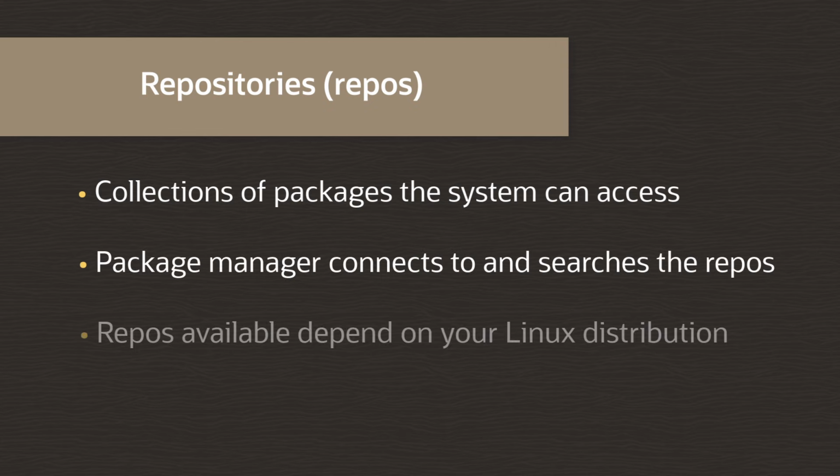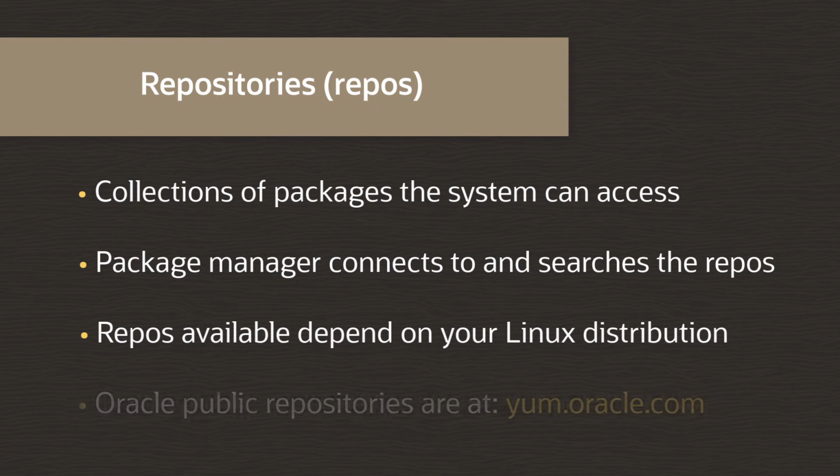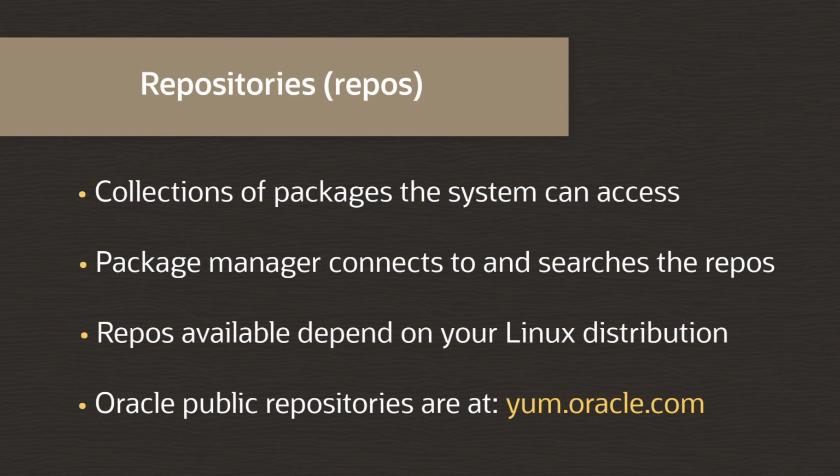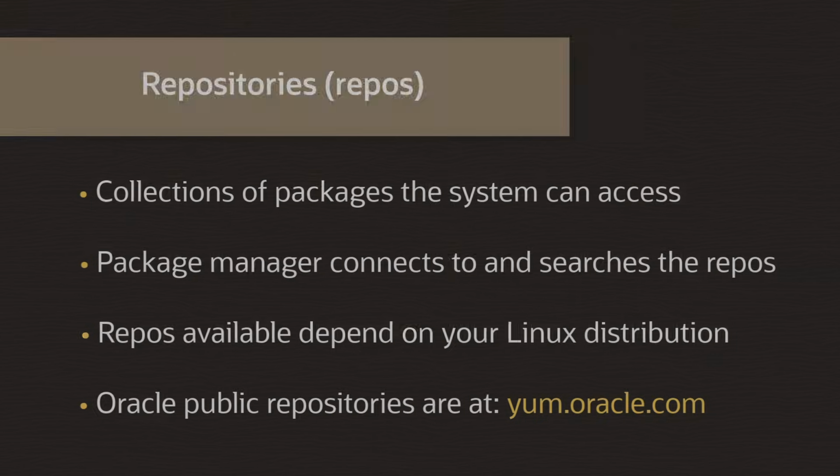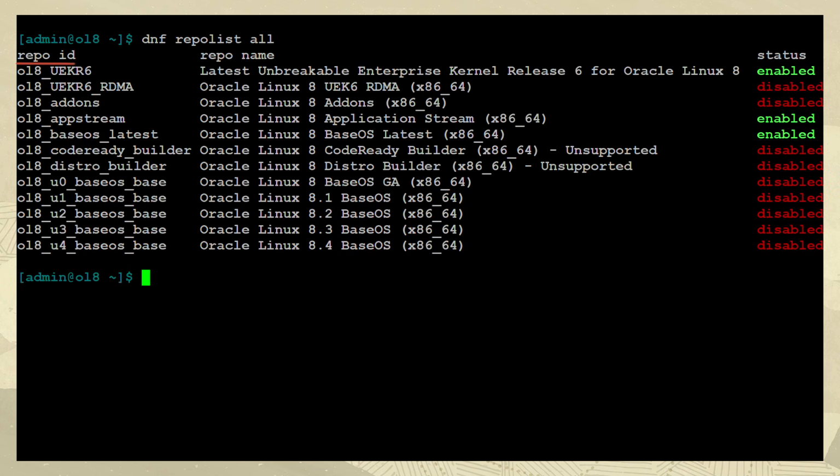The repos available by default on your particular system will depend on the Linux distribution that you're using. Generally, your system will connect to publicly available repositories that the distributor maintains. For Oracle Linux, the repositories are available from the Oracle Yum server at yum.oracle.com. Let's take a look at the repositories available on this machine. We'll use dnf repolist all. It lists the short name of the repository, a more user-friendly name, and shows if it's enabled or disabled.